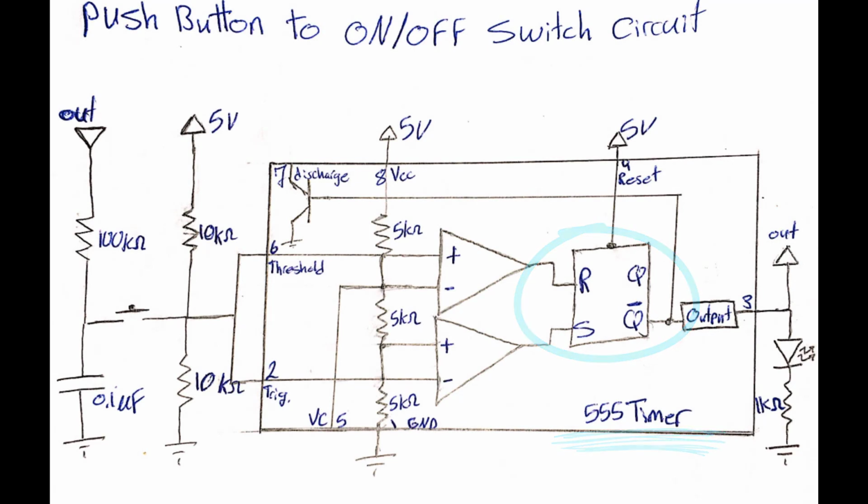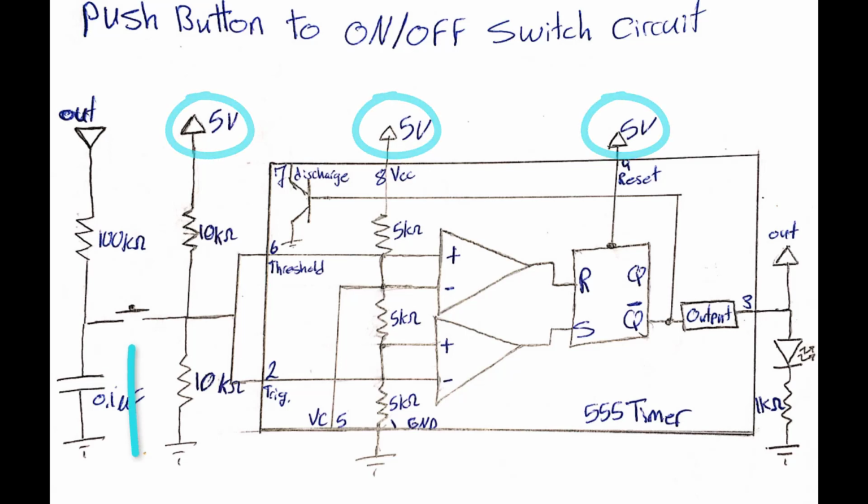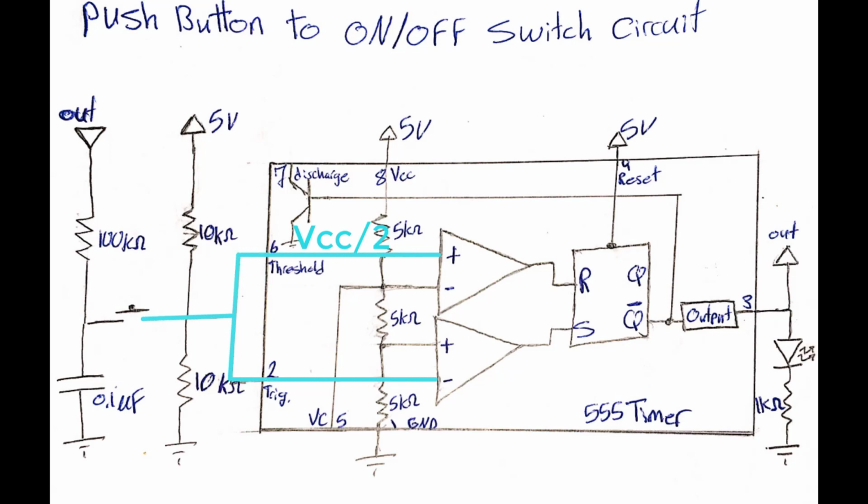From the circuit diagram shown, when a potential difference is applied to the circuit while the button is not pressed, half the applied voltage will appear at this node due to the voltage divider. And the series 5 kilo ohm resistors of the 555 timer will divide the applied voltage at these nodes to 2 VCC over 3 and VCC over 3.